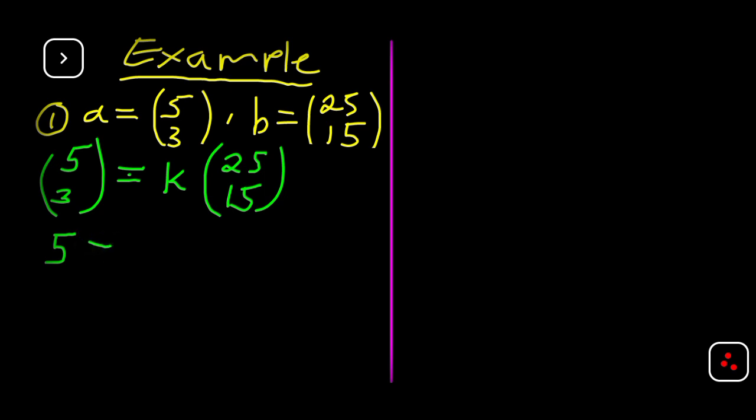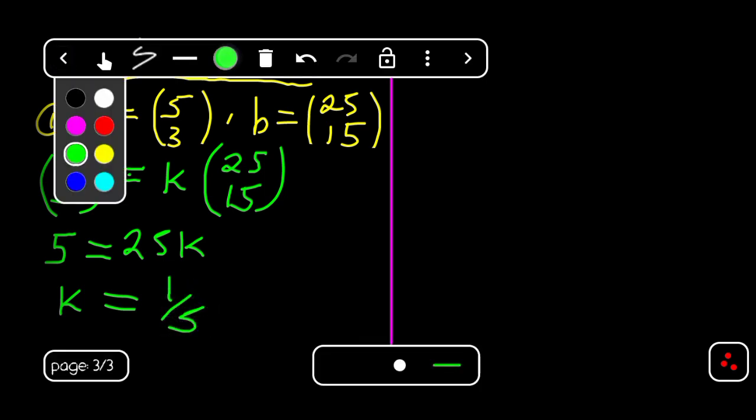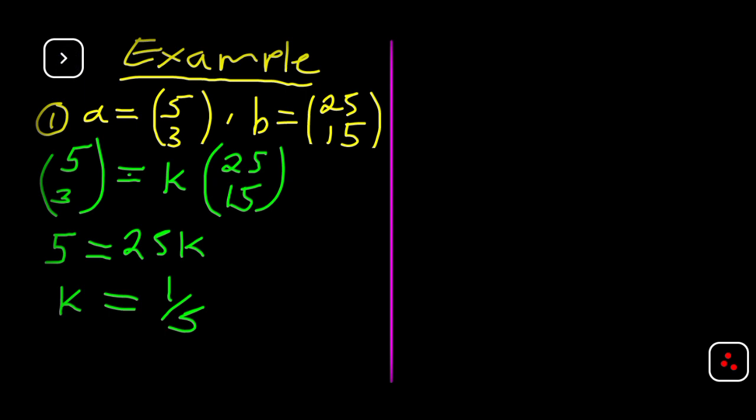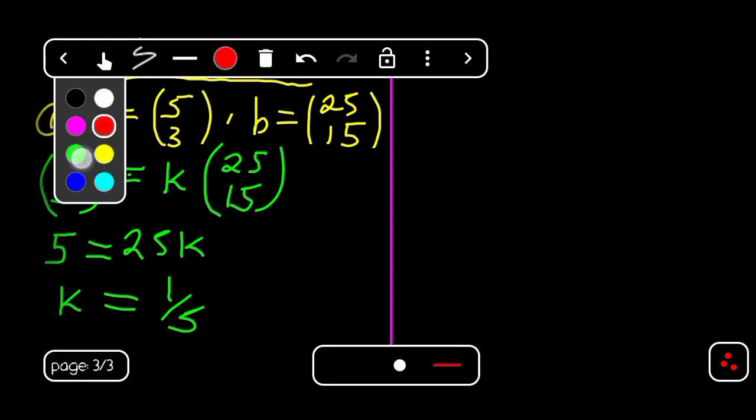So we have 5 equal to 25k, and solving for the value of k, this simply implies that k will be equal to 1/5. Very interesting, k is equal to 1/5.